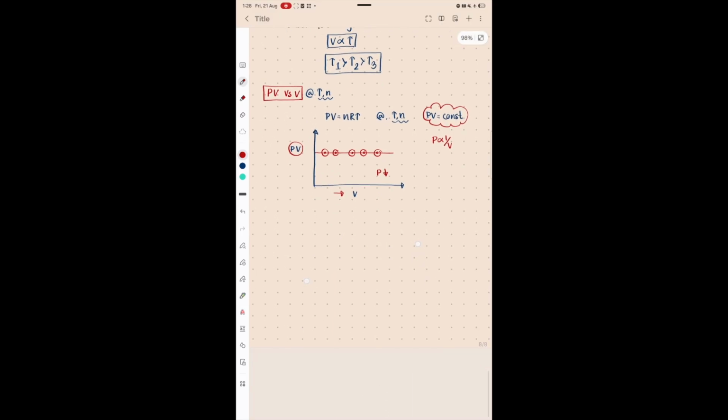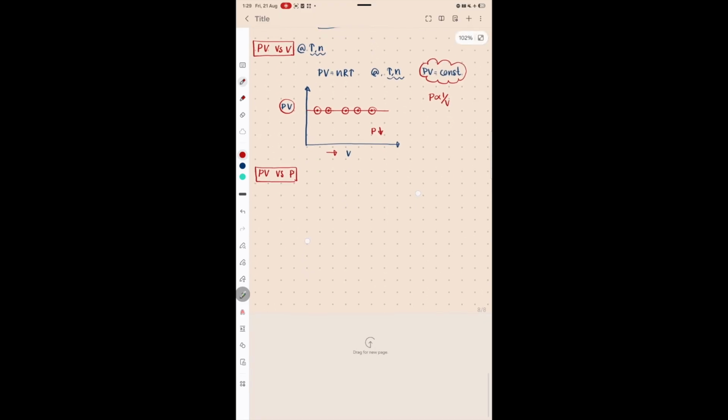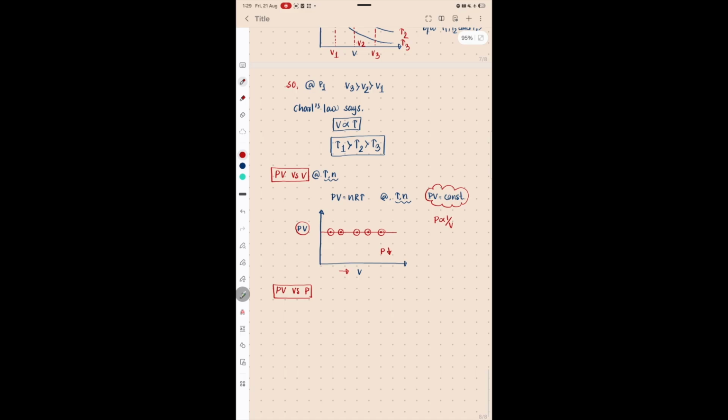Okay, so similarly, if I ask you, can you plot PV versus P plot, right? So here similarly, if you see that PV is constant, right? So that means at constant T and N, right? So similarly there shouldn't be any change if I change the pressure. So there the graph again will also look like this.